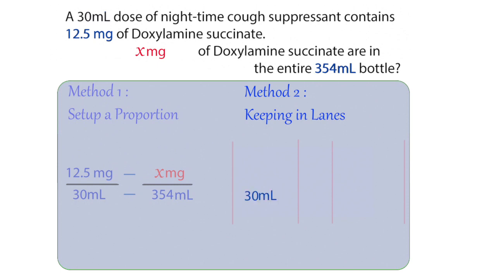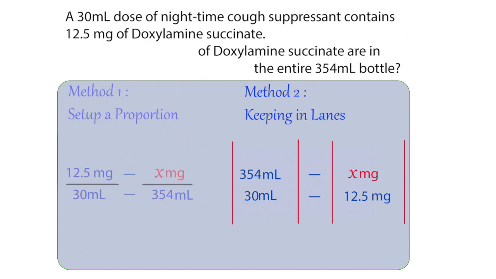So the 30 milliliters mix has 12.5 milligrams of doxylamine succinate. And we have to find out what the 354 milliliter mix is. So we'll put that in the milliliter lane, and we'll have the x opposite in the milligram lane.